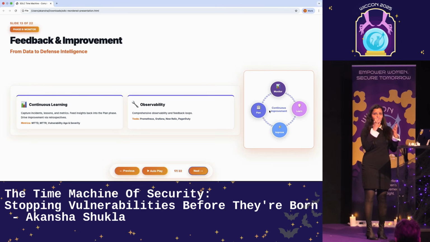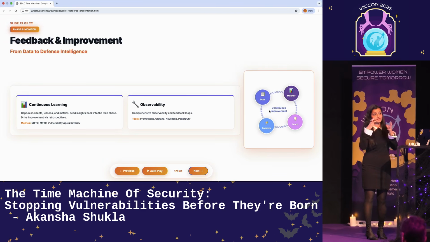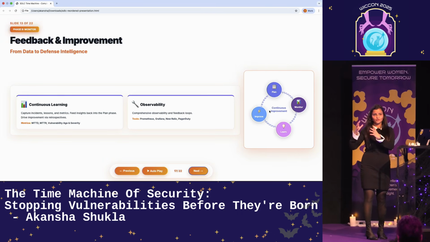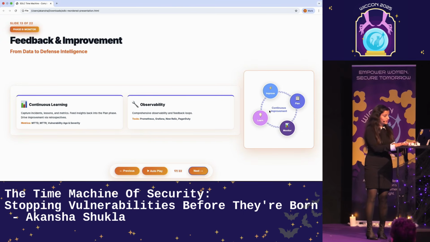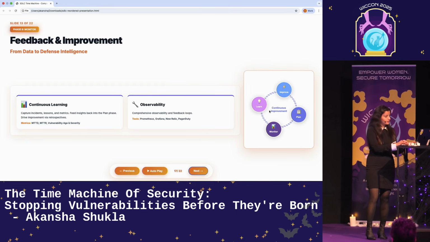So this is how, inside the secure development cycle, there are separate cycles which are going on. Every phase has to go through one cycle. So that's how we do our feedback and improvements.